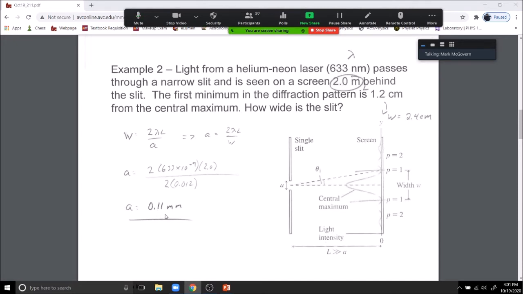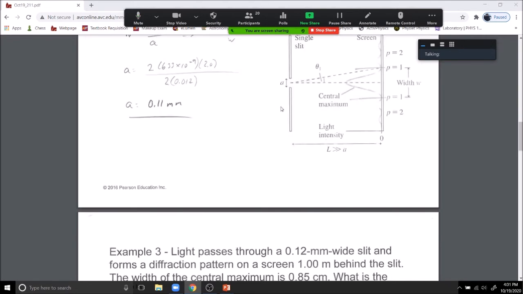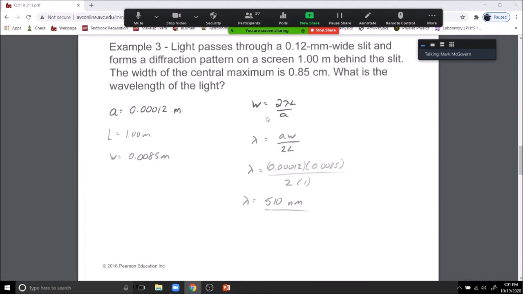0.11 millimeters. Well, it's small, but when your screen is 2 meters away, you get a pretty significant pattern of lines. So that's the idea. All right, let's look at example 3.